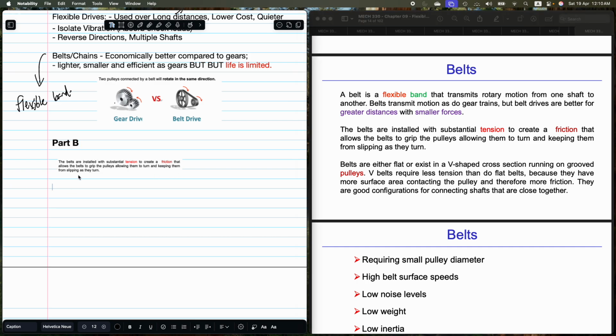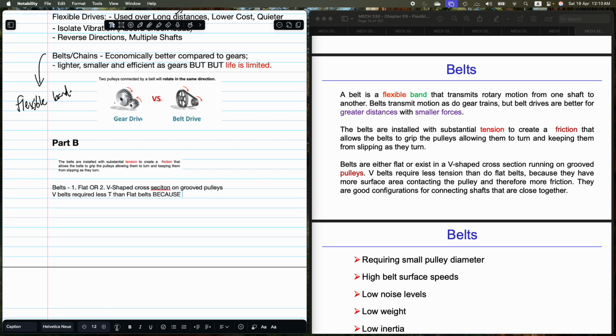Okay. So belts: one, either flat, or two, V-shaped cross section on grooved pulleys. I don't know what grooved pulleys are, right now I don't. Maybe later. Okay. So V belts require less tension than flat belts. Now why?